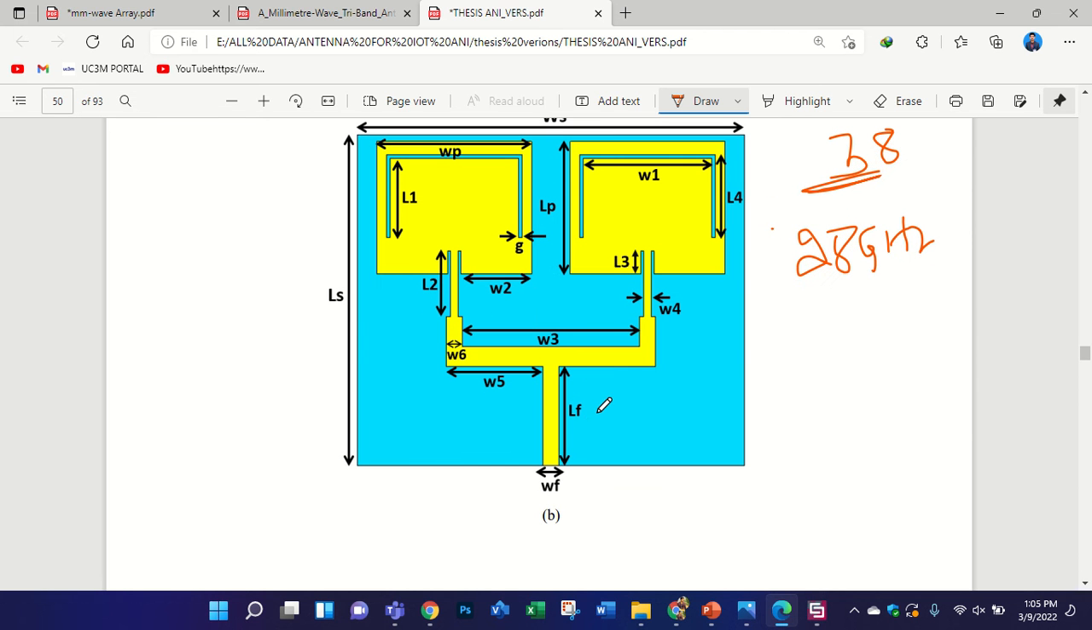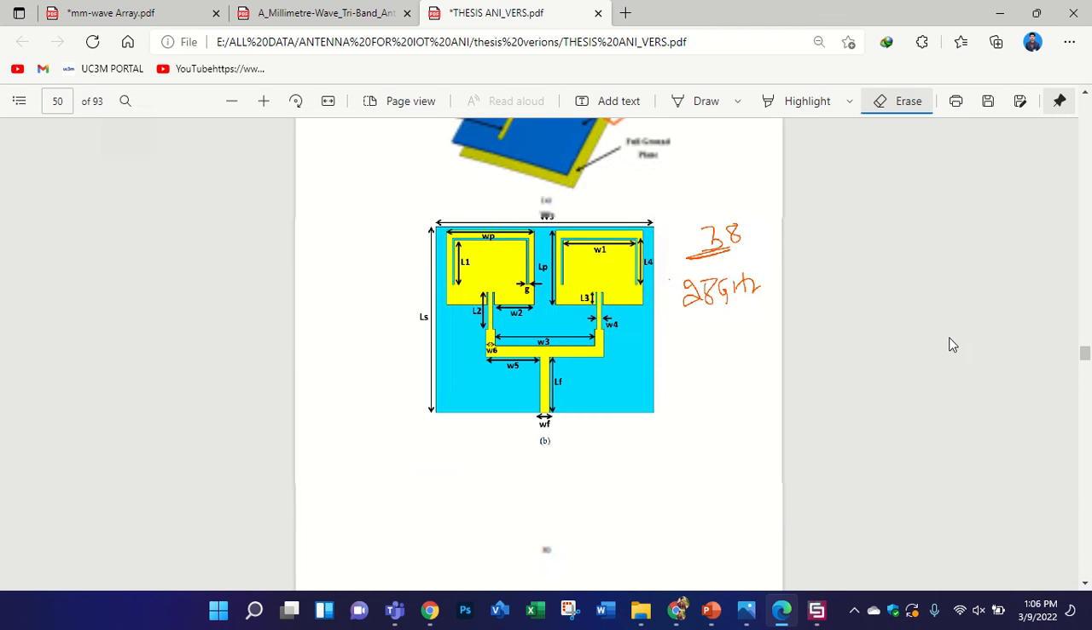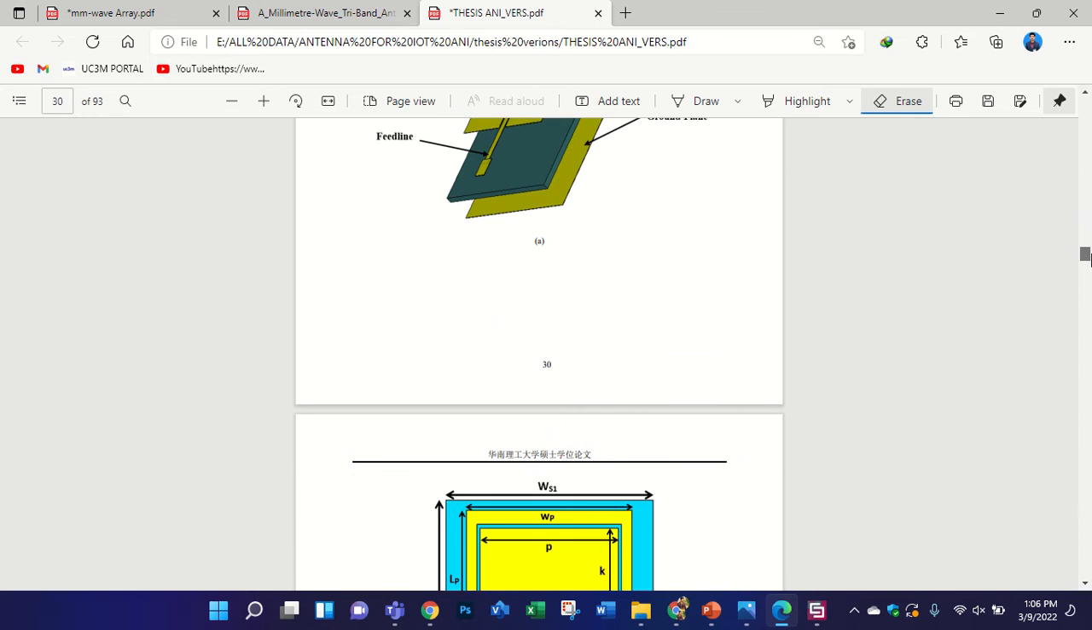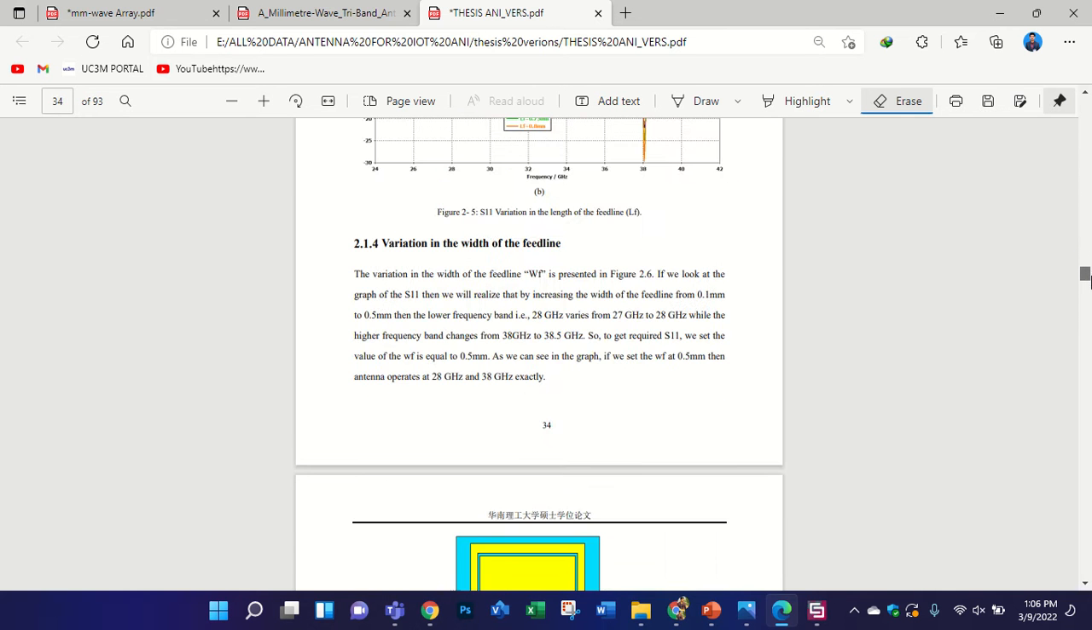So the feed line. So Mr. Ahmed, the first frequency that you designed, was it 38 or 28? The 28 and 38, okay. Oh, sorry, I mean before putting in the slots. Before, I think I have added the design steps. Let me check. I mean how to get the position of the slots.